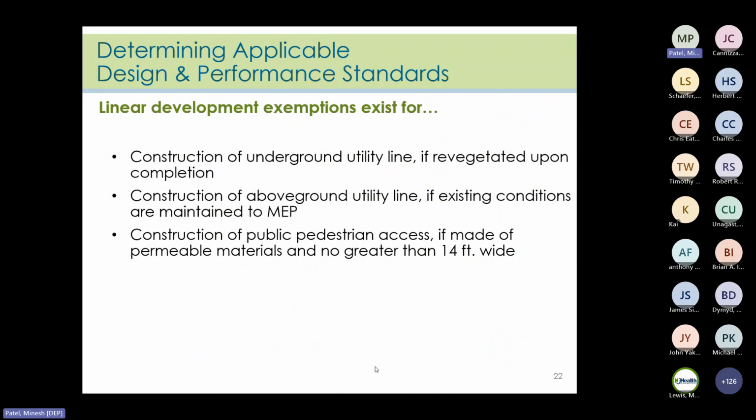The reviewer should also be able to determine whether linear development exemptions exist on the site. The following linear development exemptions may be granted if the requirements are met for each. And those are the construction of an underground utility line if revegetated upon completion, construction of an above-ground utility line if the existing conditions are maintained to maximum extent practicable, and construction of public pedestrian access if made of permeable materials and are no greater than 14 feet wide.